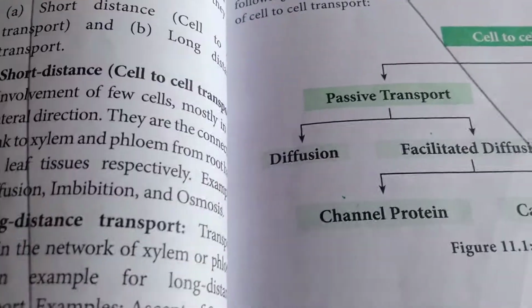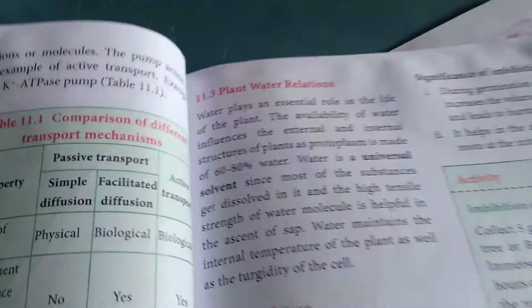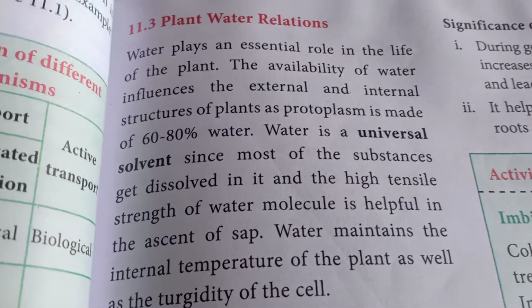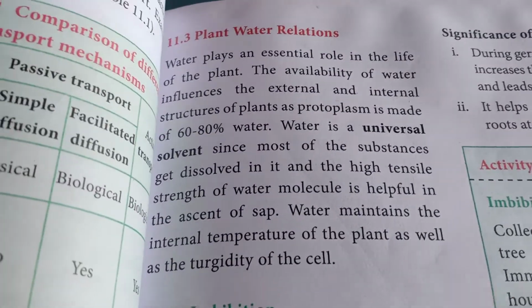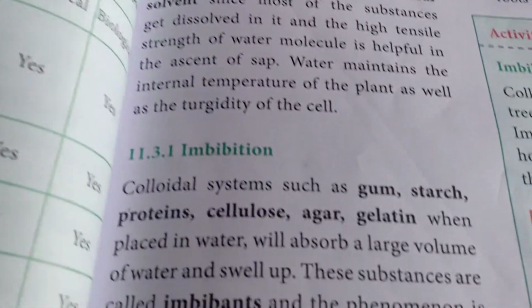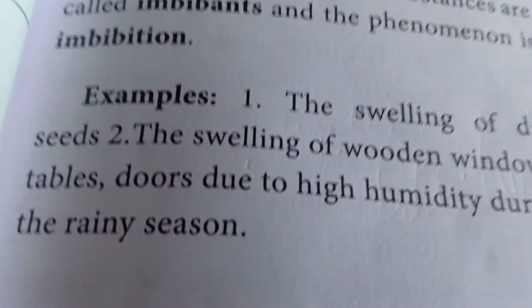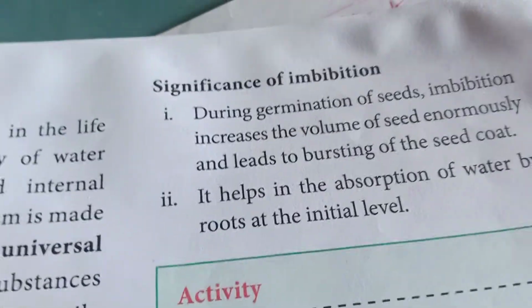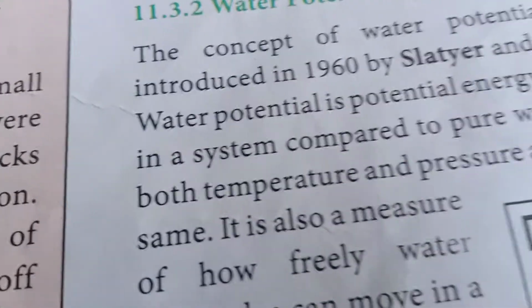So we will leave the first topic, second topic, and we'll move on to the third topic, that is plant-water relationship. So a very important question in it will be the first one, water is a universal solvent. It may come in a 1 mark question. Then comes imbibition. What is imbibition? The examples and the significance. So learn it. Next is water potential. What is water potential? You can find the definitions given below.